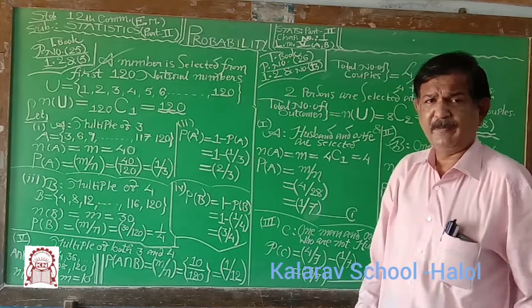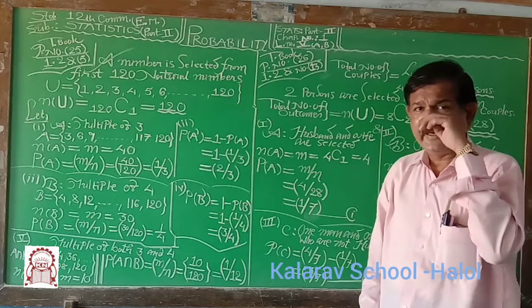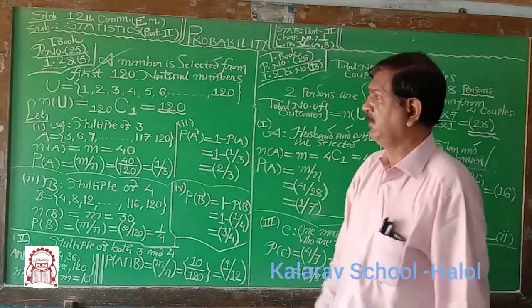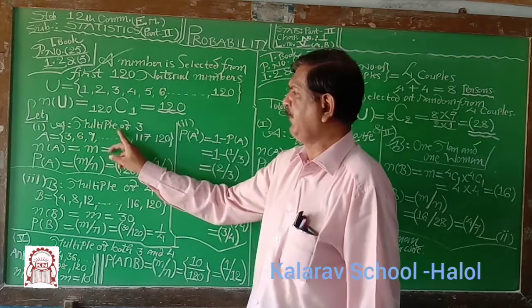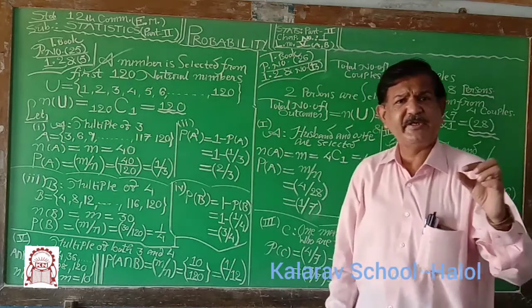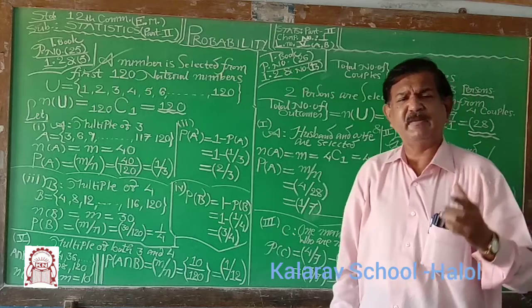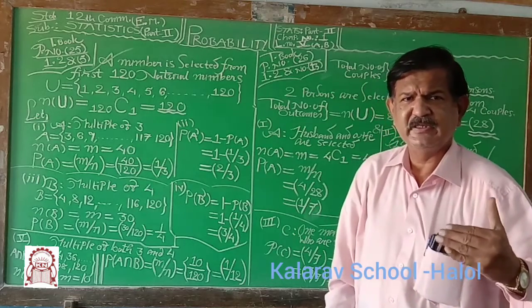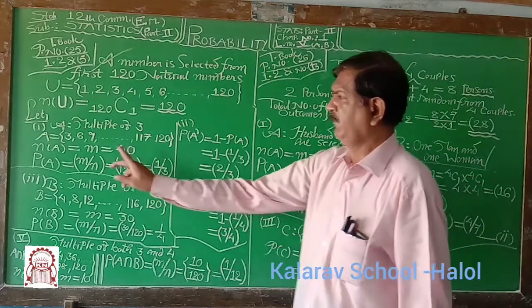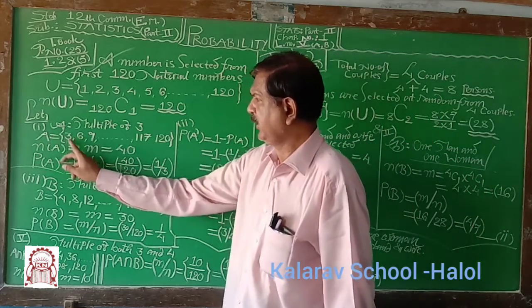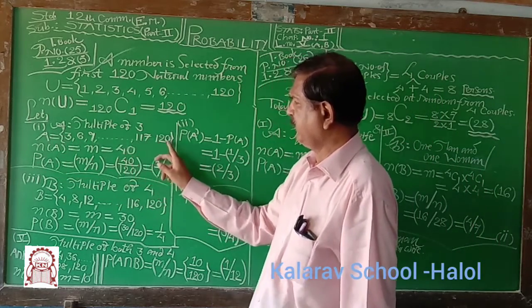Now, what are the required probabilities? The selected number is a multiple of 3. See, A is the event that the selected number is a multiple of 3. Now, what are the multiples of 3? 3, 6, 9, 12, etc. Therefore A contains 3, 6, 9, up to 117, 120.